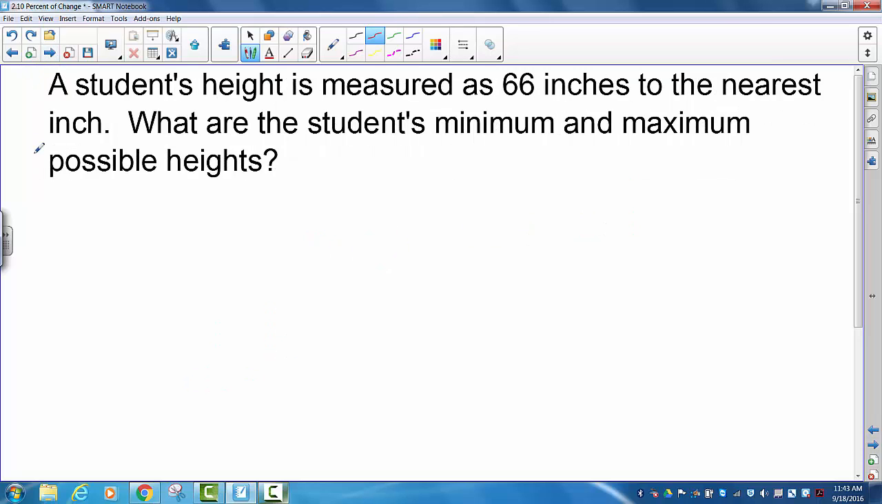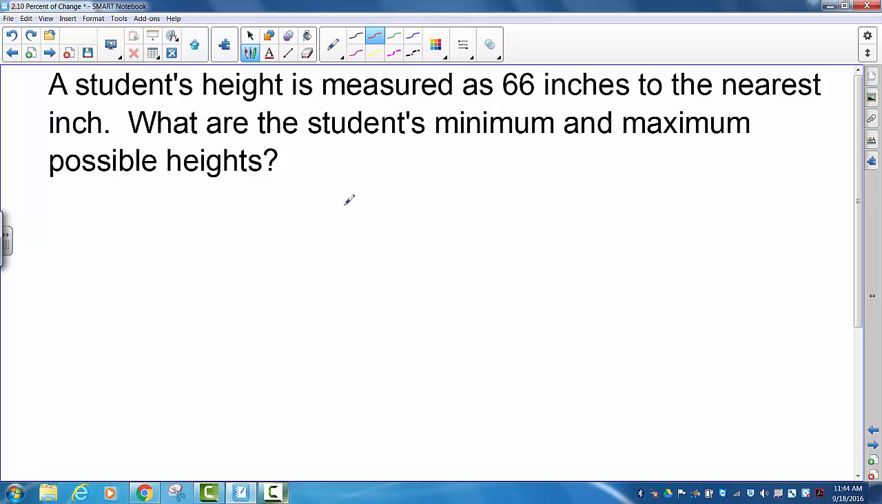Okay, your turn. A student's height is measured as 66 inches to the nearest inch. What are the student's minimum and maximum possible heights? Pause the video, give it your best shot, and then we'll see what you got.